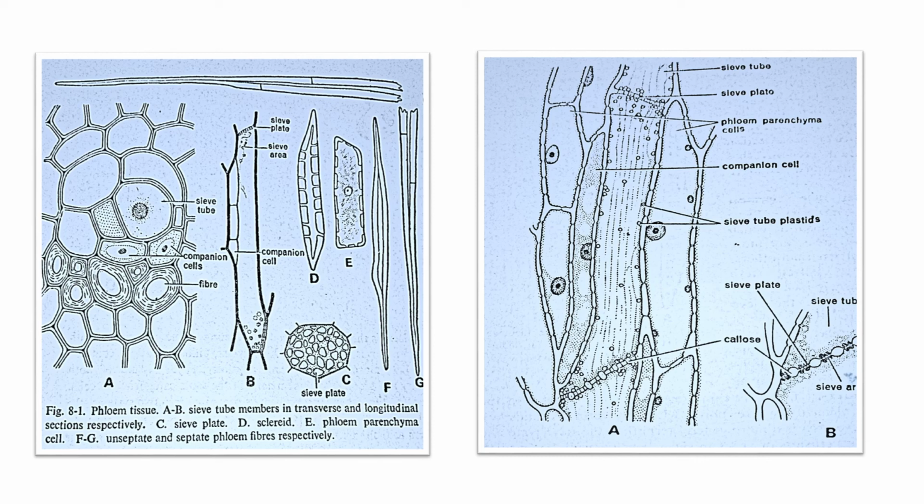In the second set of diagrams, you can see the central cell, which is a sieve tube member, and it is without a nucleus. Another cell is associated with it, that is the companion cell, which controls the activity of the sieve tube member, and diagram B shows the anatomy of the sieve plate.